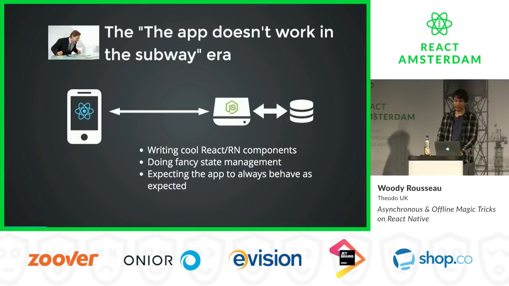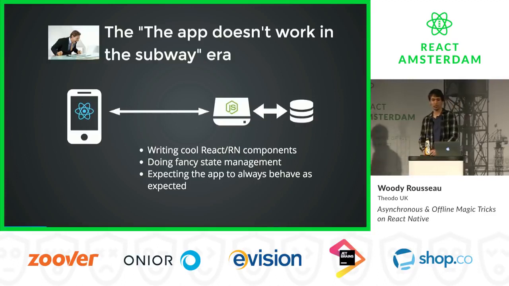And then we have this era, which is way nicer for us because there's real room for front-end development. You can write cool React Native and React components. You do some fancy state management, so there's real intelligence behind it. And you just expect that the app is always going to work the way it does on your computer, which is not the case. And the client could say something like, "Oh, it doesn't work on the subway, and you said it was going to work, so what's going on?" So this is the problem that we're facing today.